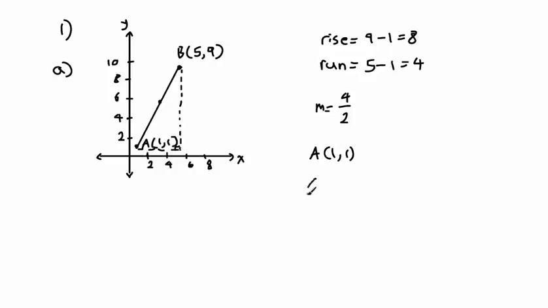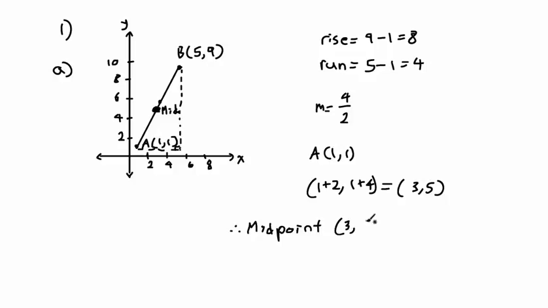Okay, so what happens when we do 1 plus the run, which is 2, and then 1 plus the rise? What do we get? We get 3 and 5. So we start from here. We have a run of 2, so 1, 2, and we have a rise of 4, so 1, 2, 3, 4. So actually our midpoint is right here. This is our midpoint. Okay, so therefore the coordinates of our midpoint are actually 3 and 5.